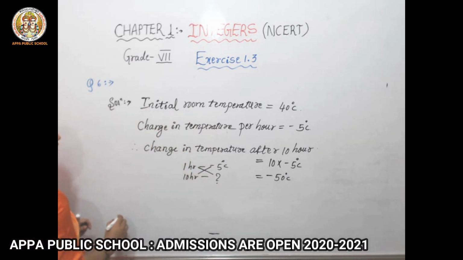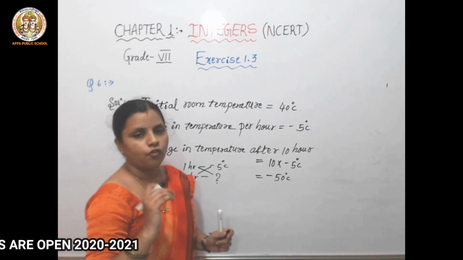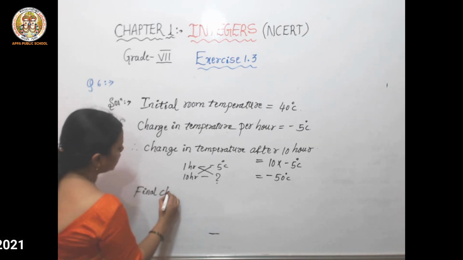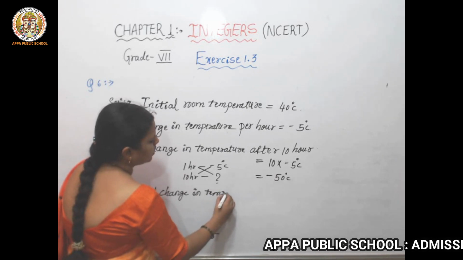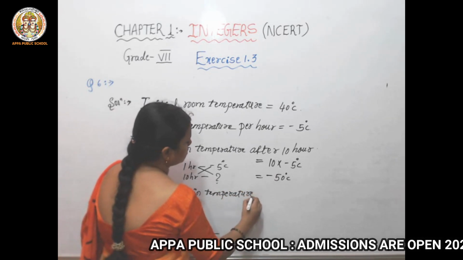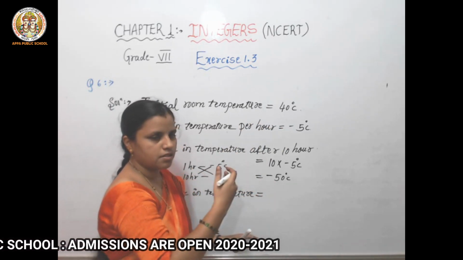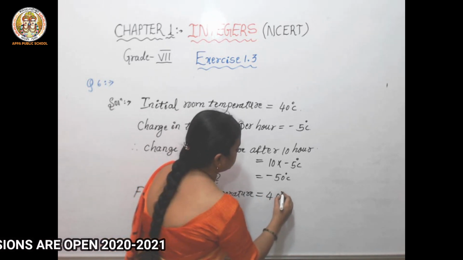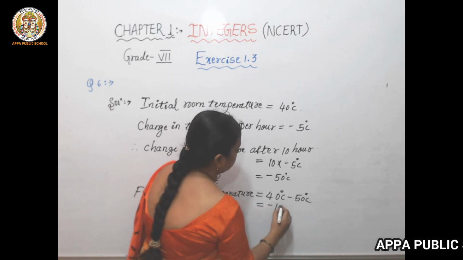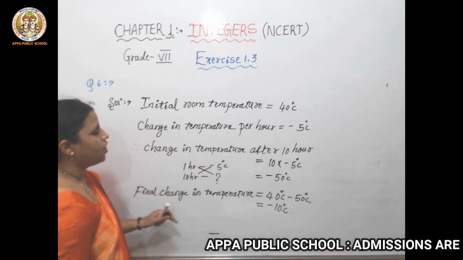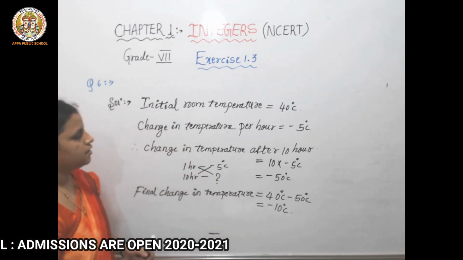Now the last, the final temperature. They asked what the temperature is after 10 hours. Initially it is 40, and after 10 hours the change is -50. You just do the subtraction. So it is 40 degrees Celsius minus 50 degrees Celsius, which is minus 10 degrees Celsius. So after the 10 hours the room temperature is minus 10 degrees Celsius.